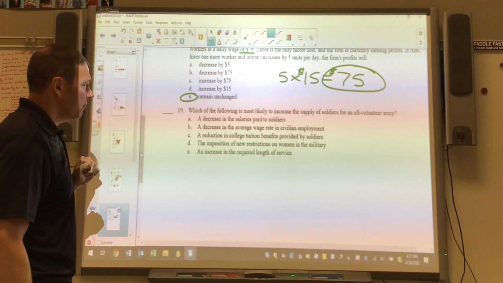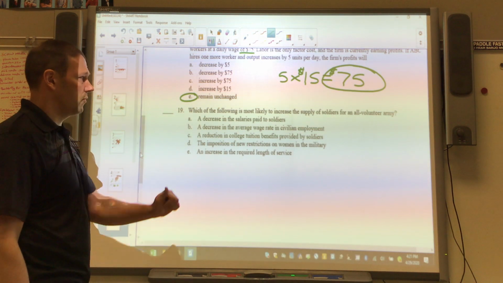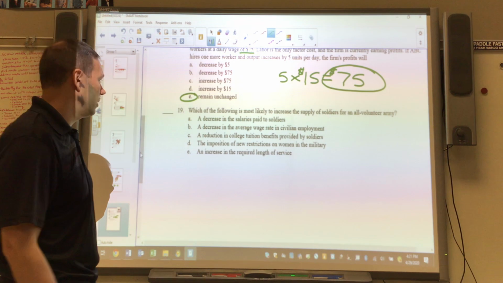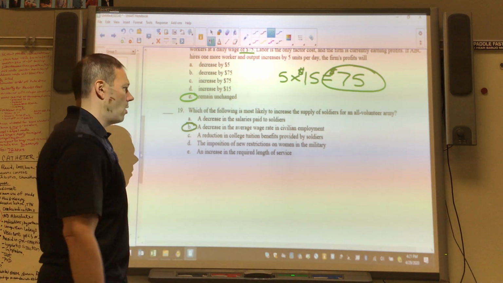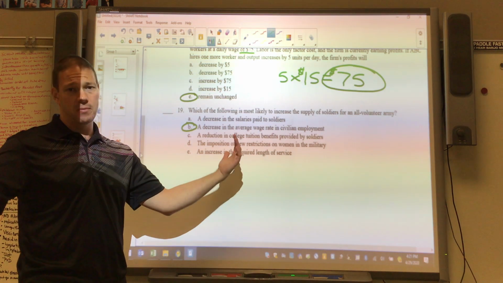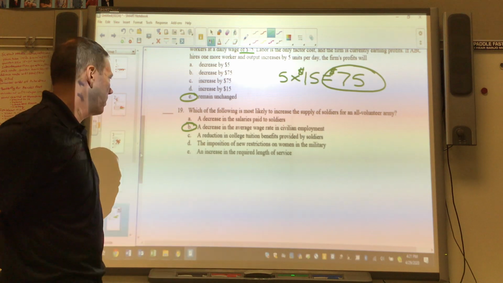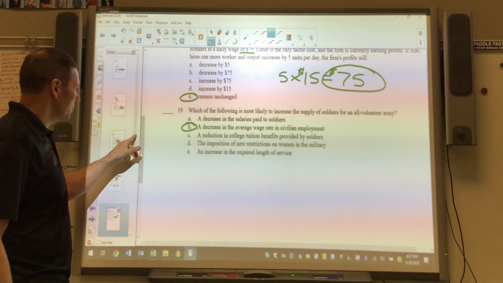All right, 19. Which of the following is most likely to increase the supply of soldiers for an all-volunteer army? Well, in this case, if there's a lower wage rate in civilian employment, people are going to say, I can't make enough money just being a civilian, I'm going to join the army. And so it's going to encourage more people to join the army. It changes the opportunity cost.